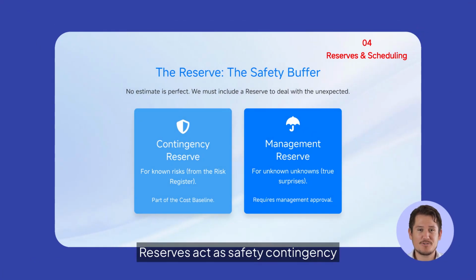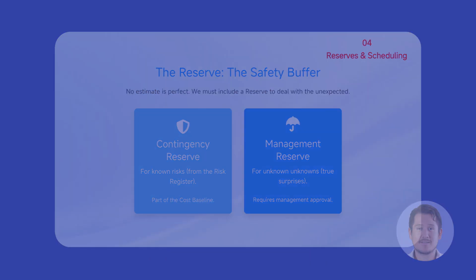Reserves act as safety buffers. Contingency reserves address known risks, while management reserves cover unknowns. Both are essential for handling unexpected challenges.